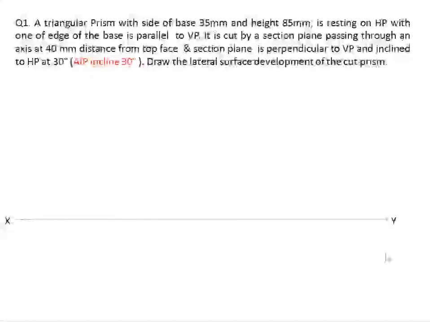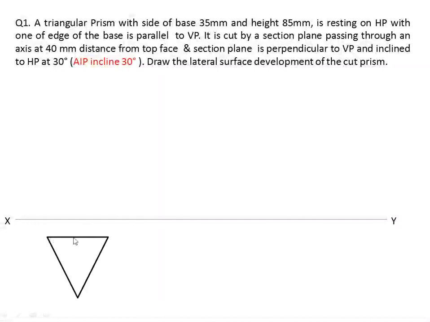After that, we have to draw the front view and top view of this triangular prism. So here I will draw an equilateral triangle. Now, the first condition is that one of the edges of the base is parallel to VP. That means it should be parallel to the XY line. Now give the naming 1, A, 2, B, 3, C. Again give the dimension, that is 35 mm.